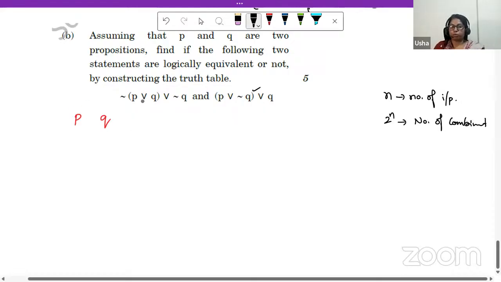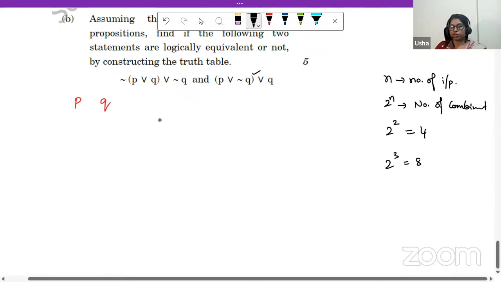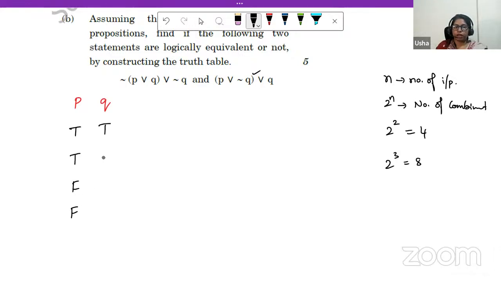So here I have two inputs, only P and Q are there. So 2 power 2 is 4. So you should write 4 lines here. Suppose you have 3 inputs P, Q, R, then 2 power 3, 8 you should write. Here I should write only 4. So I am going to write like this, 2 T's, 2 F's. Here we will write TF, TF.